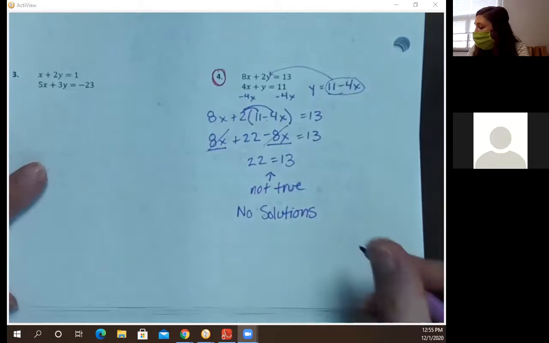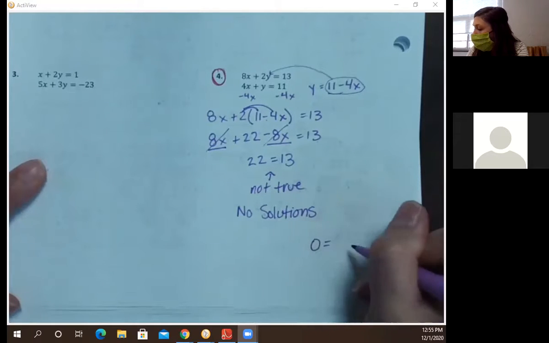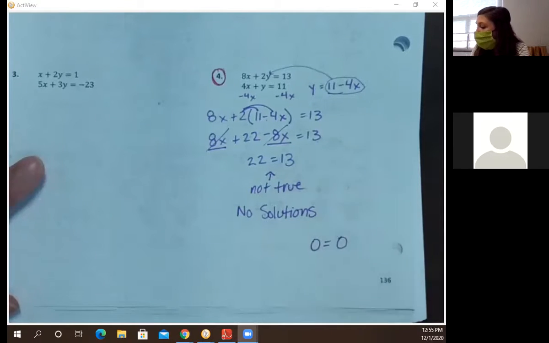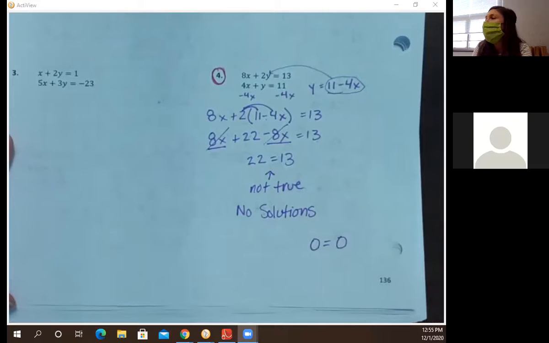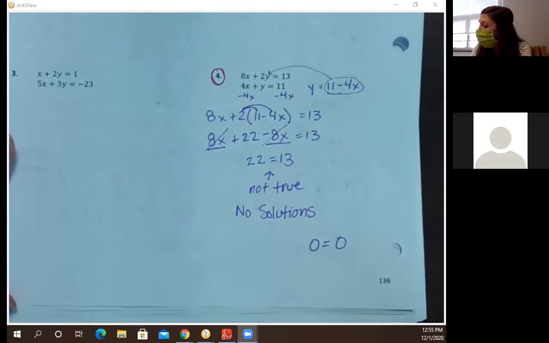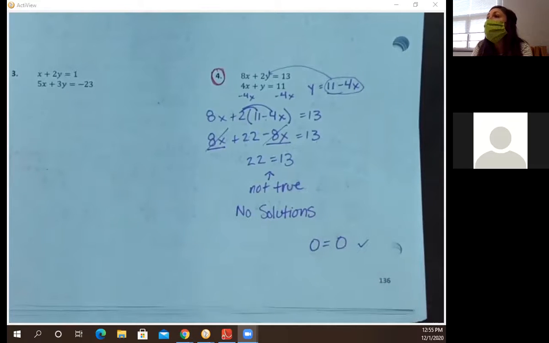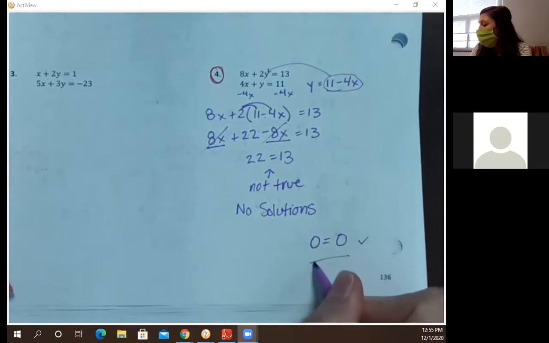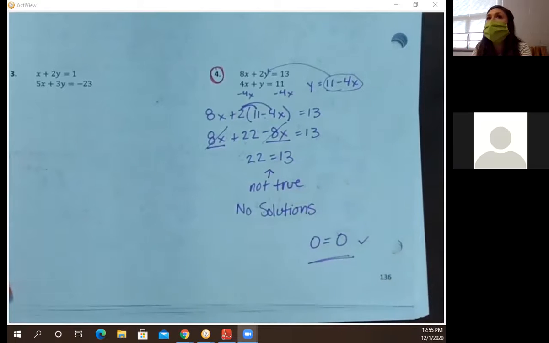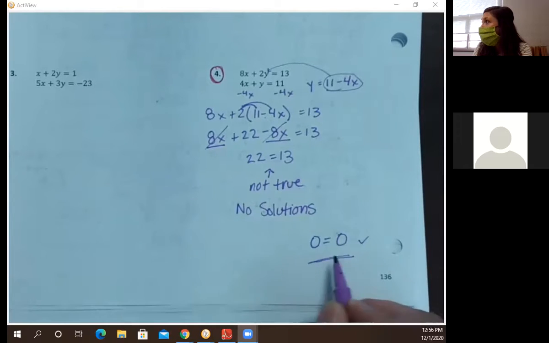We may also see problems that we solve algebraically that we end up with 0 equals 0. No more variables, but I get an equation that is true. That would be an example of infinitely many solutions. Remember on a graph, that was when I had a line and then the same line right on top of it for infinitely many solutions. Algebraically, it would look something like 0 equals 0. Something where I've got no more variables, but it is true.